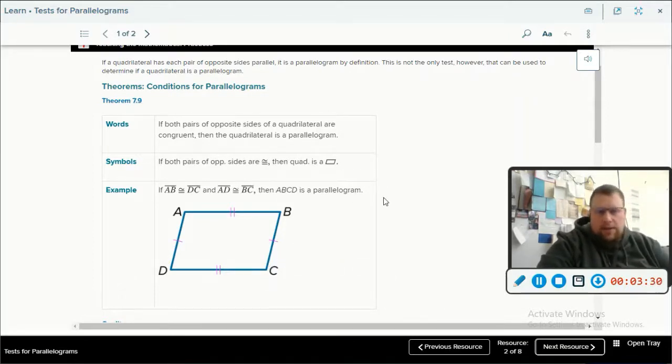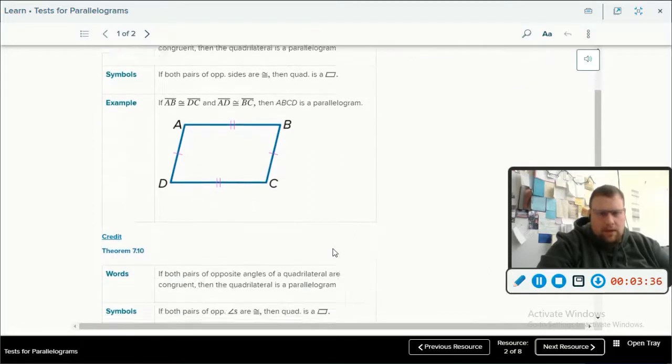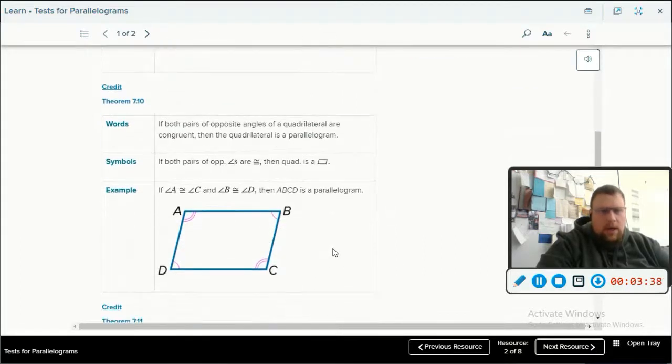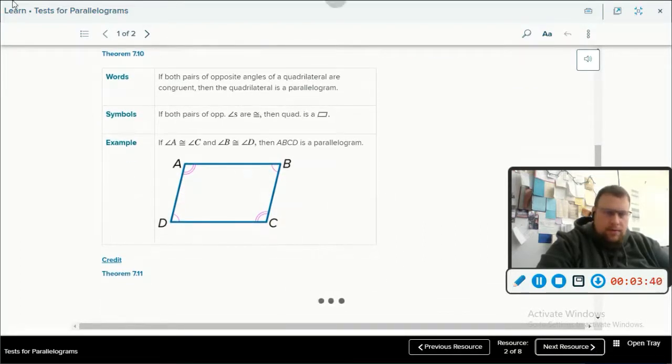I would write down the symbols and the examples. I'm going to stop on each one briefly, pause it, write it down, then go on. Okay? Go on to the next one. This one says, if both pairs of opposite angles are congruent, then the quadrilateral is a parallelogram, right? Boom. Write this example down. Pause it if you need to.